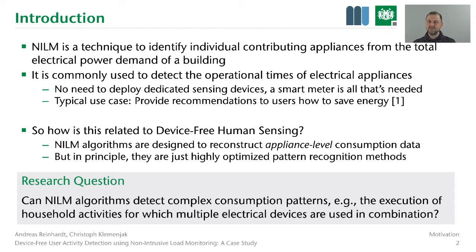Using NILM methods, which are essentially just highly optimized pattern recognition methods to identify where in time certain appliances operated, allows us to deduce what people were doing at this time. And so the research question we sought to answer in this paper and in this talk today is: can we use these NILM algorithms to not only detect the operation of electric appliances the way it has traditionally been done, but can we also use them to identify composite user activities that involve the operation of multiple appliances?